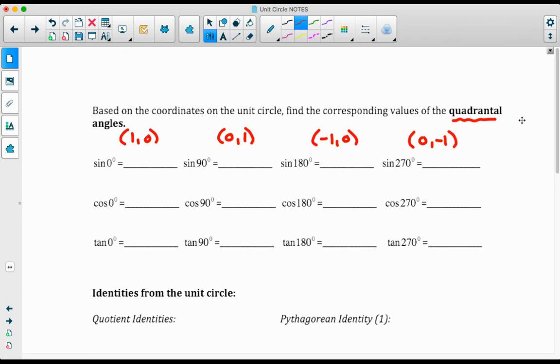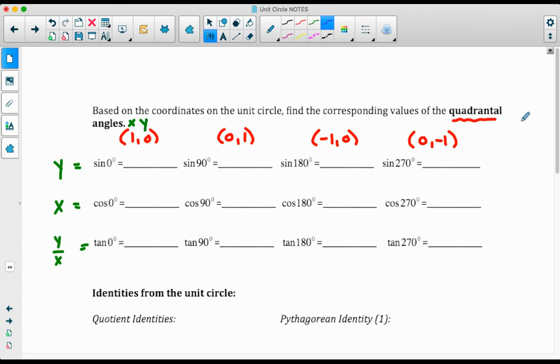That's important. Why is that important? Because there are your x and y values. What do we know sine is equal to? Well, as we just saw on the page before, sine is equal to y. What was cosine equal to? x. What was tangent equal to? y over x. So in every one of these coordinates, here's your x and here's your y.